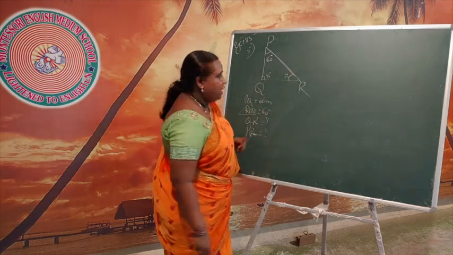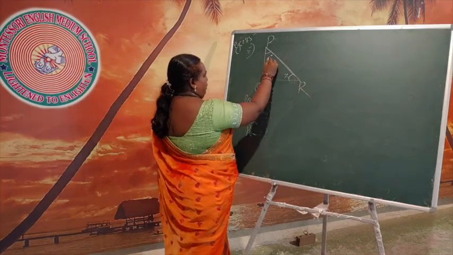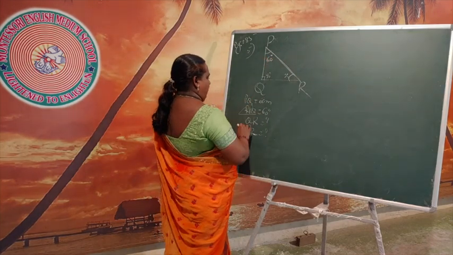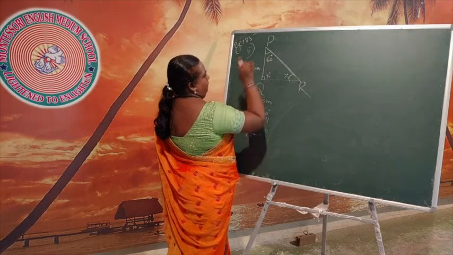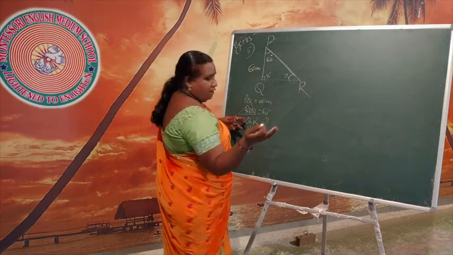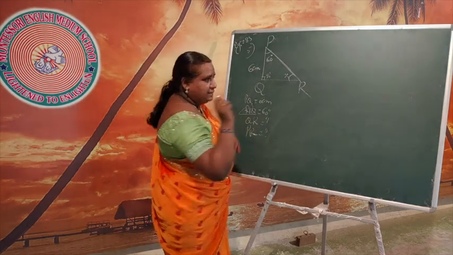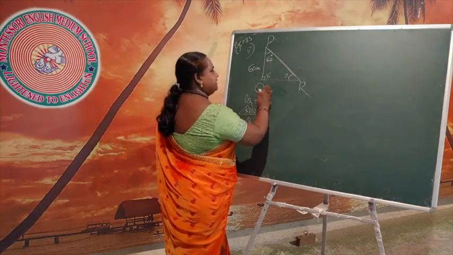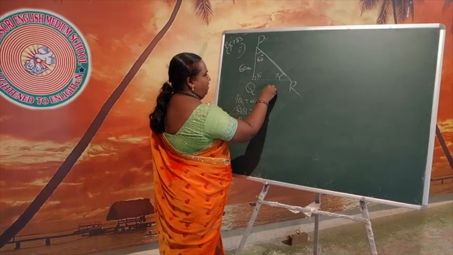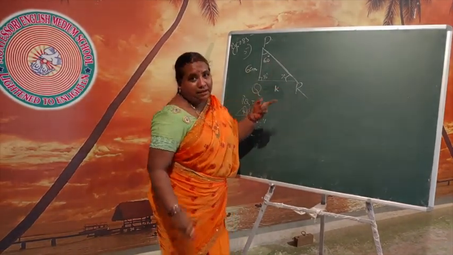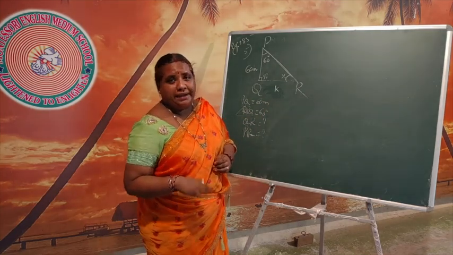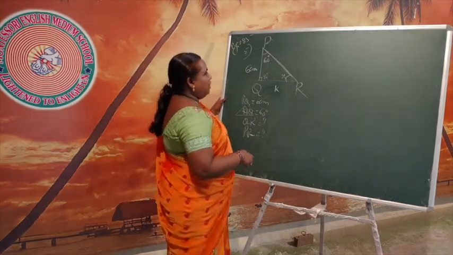Are you ready? Now see children. If you see 60 degrees and they gave PQ also. PQ value is 6 centimeters. Now I don't know QR. QR I have to find. Shall I take it as X? Okay. Let it be X or some other variable K, whatever it may be. Now our duty is to find QR and PR. Two sides we have to find. For the first side, we will follow one technique.